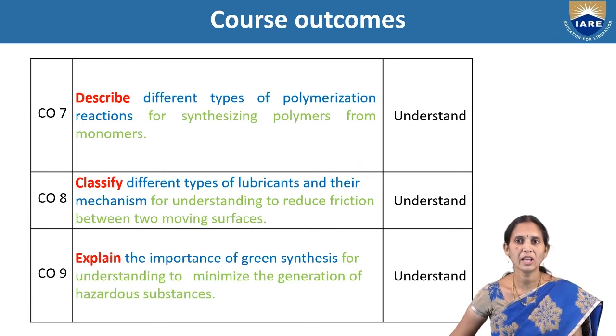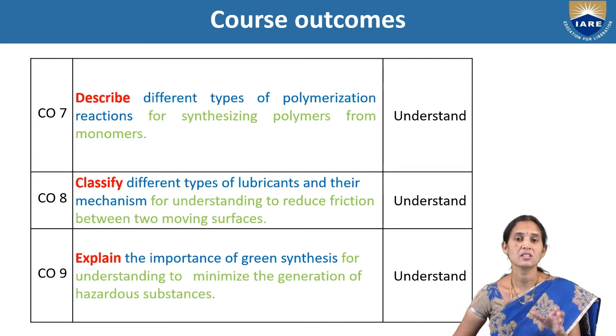Next, CO8: classify different types of lubricants and their mechanism for understanding to reduce friction between two moving surfaces. So here students understood clearly about different types of lubricants and mechanism, means in which machines lightweight oils will be used, in which heavy machines will be there. So how to apply the oils in these machines, students will understand easily, by different mechanism. So we have given here understand.